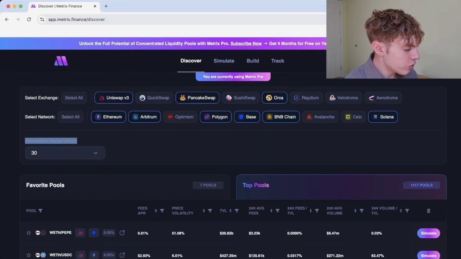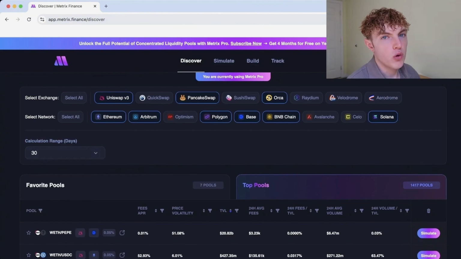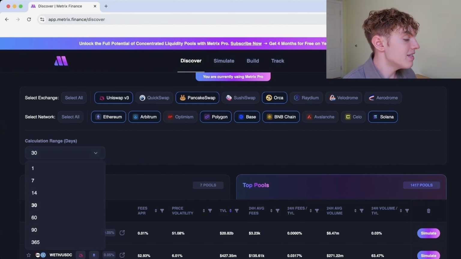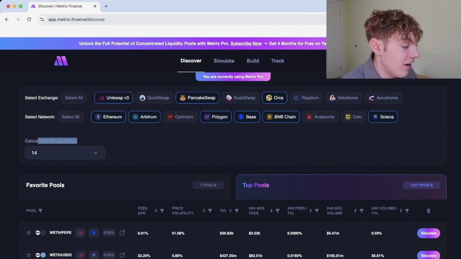And then for calculation range, here at Build Your Wealth, we like to invest over a period of 30 days. So I'm going to have 30 days selected. You can change this as you like. So when it comes to your investment horizon, you should select it to the period that most suits you. So for example, if I want to be in a pool for about 30 days, I'm going to select a 30-day calculation range. However, if I want to be in it for only like 14, it might be a good idea to select like a 14-day calculation range.